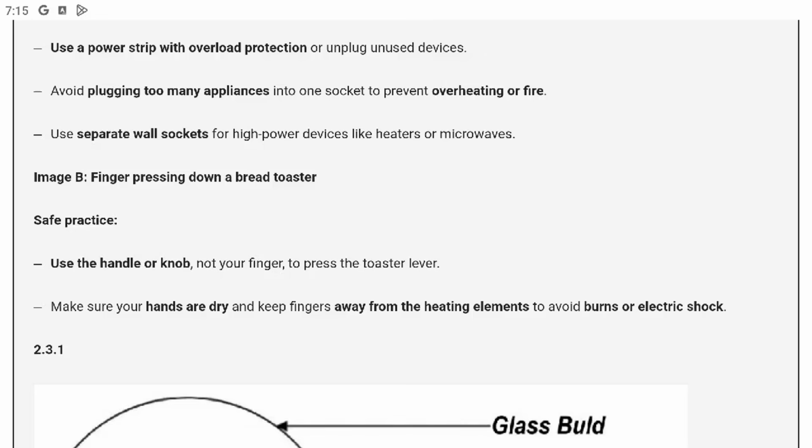So basically, you can just think practically of what the practical solutions could be, right? The picture gives us clues of what's going on, and we can think of solutions from that perspective to say what could be the safe measures of doing what they're doing. And it says, keep fingers away from the heating elements to avoid burns or electric shock.